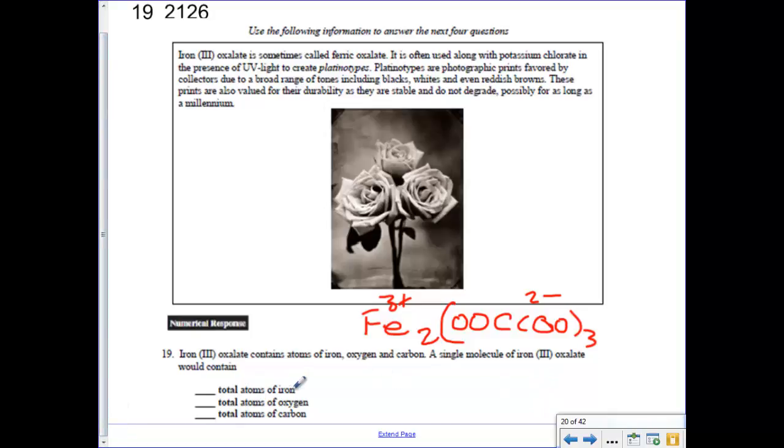Then to answer my question, how many irons are there? Well, iron there are 2 of, yeah. Oxygen's a bit tougher. There are 1, 2, 3, 4 oxygens times 3, so that's 12. And then carbon there are 1, 2 times 3, which is 6. So it should have been 2, 12, and 6.